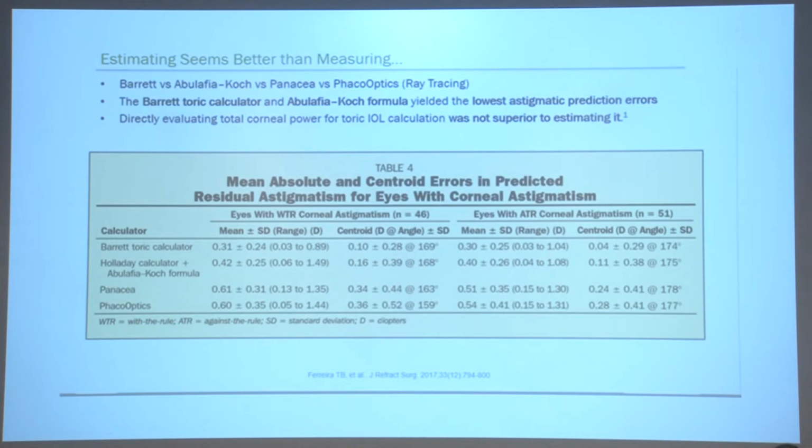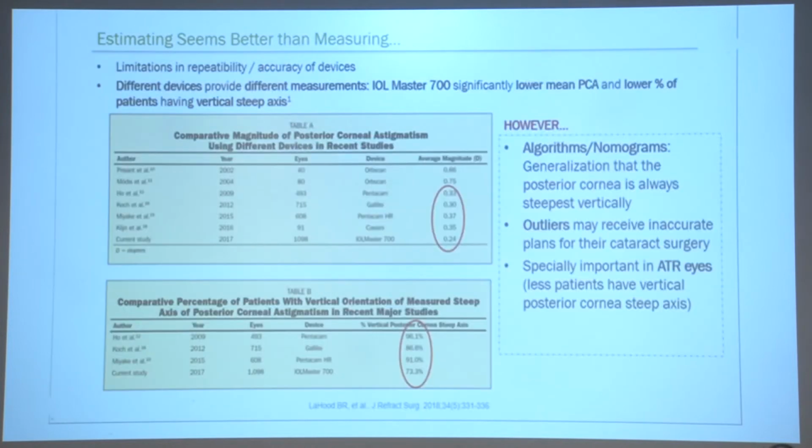The comparison showed that the Barrett toric calculator and the Abulafia-Koch formulas give the lowest astigmatism prediction error, but they were not superior to the estimation. So whether you are measuring it or estimating it with nomograms, up to that phase it was not considered that either one was superior. Another important understanding from this is that the devices are different in the total corneal power measurement. You are measuring total corneal power on the Cassini, you are measuring total corneal power on the IOL 700, and both give a different total corneal power. So there is an inter-device variability problem with the measurement, so which to apply?